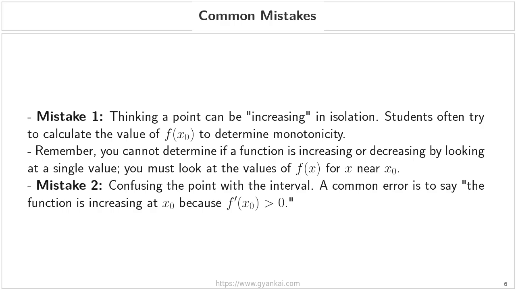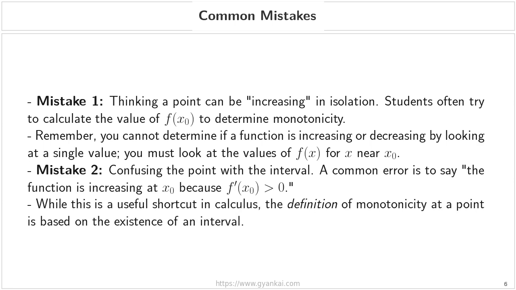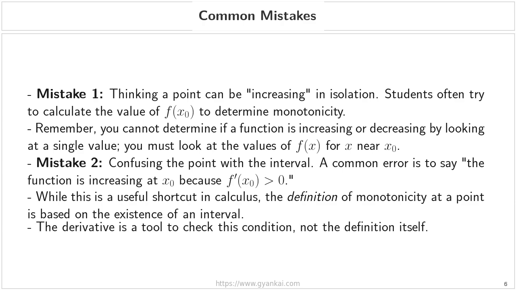Moving on to mistake number 2, confusing the point with the interval. A very common error is to state that a function is increasing at x0 simply because the derivative of f at x0 is greater than 0. While it is true that this is a very useful shortcut in calculus, we must be careful. The formal definition of monotonicity at a point, which is the core of today's lesson, is based on the existence of an open interval. To put it simply, the derivative is a powerful tool we use to check if the condition of monotonicity is met, but the derivative itself is not the definition.